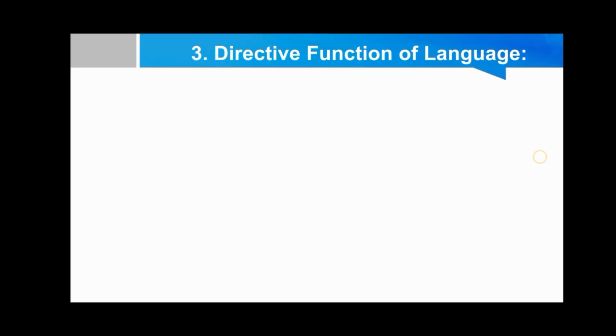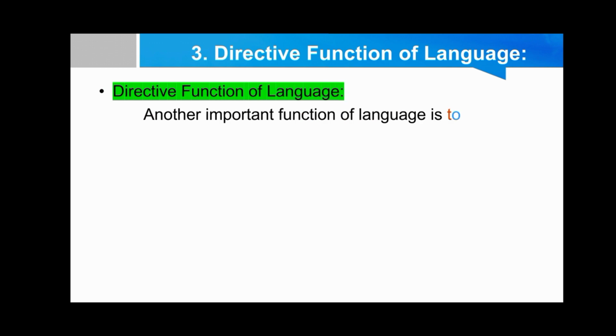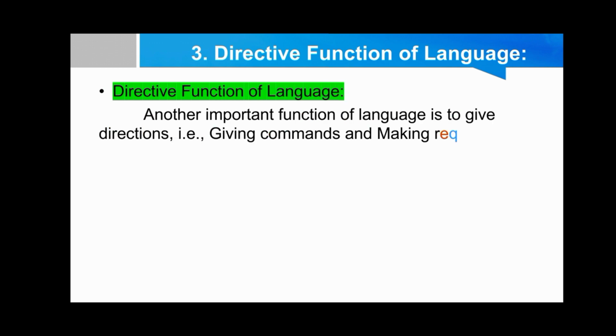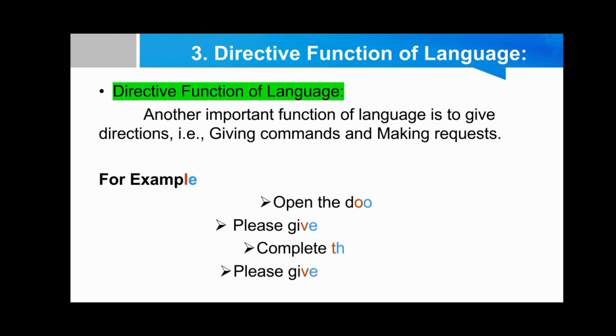Directive function of a language. Another important function of a language is to give directions, give commands, and make requests. For example, open the door. Please give me your book. Complete the work. Please give me the water. In these sentences, we see a command or request.